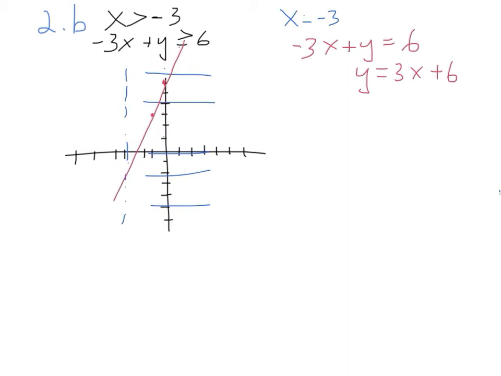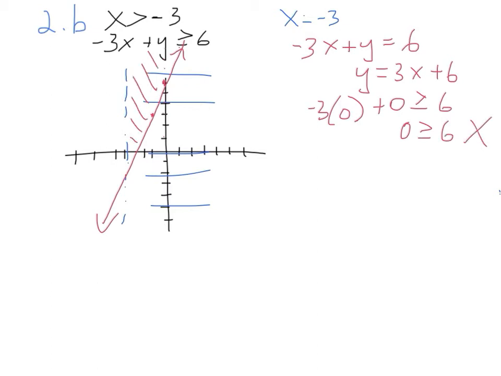And that is going to be that line. 0, 0 is clearly below it. So I plug 0 into the original equation. Greater than or equal to 6. And 0 is not greater than or equal to 6. So it's going to be the other side. So we're going to end up with this sliver in here.